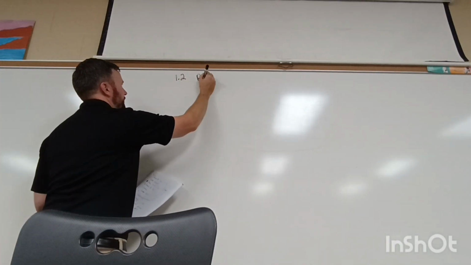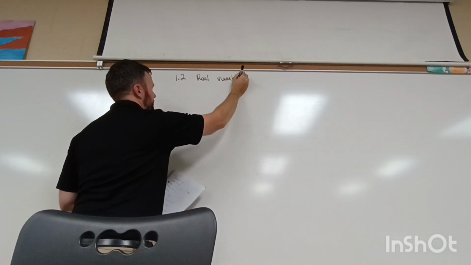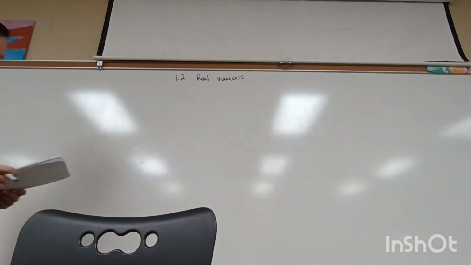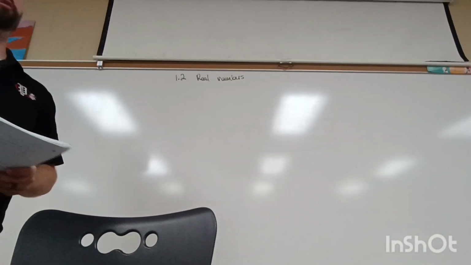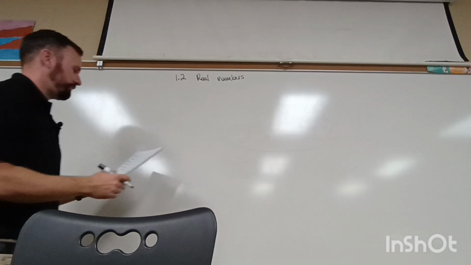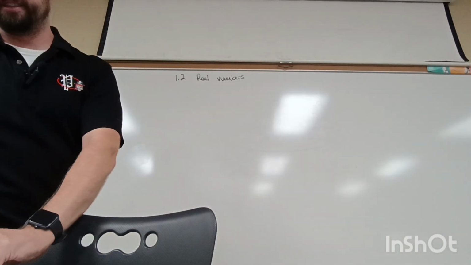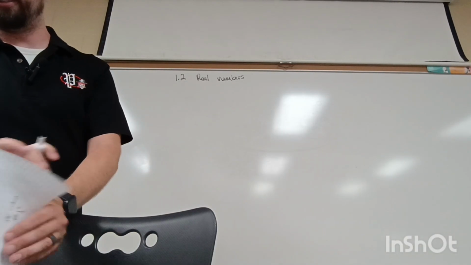1.2. Real numbers. Order of operations and evaluating. 1 point fun is 1.1, but 1 point fun. All right. This one's actually, if we could start at 2.1, that'd be amazing.